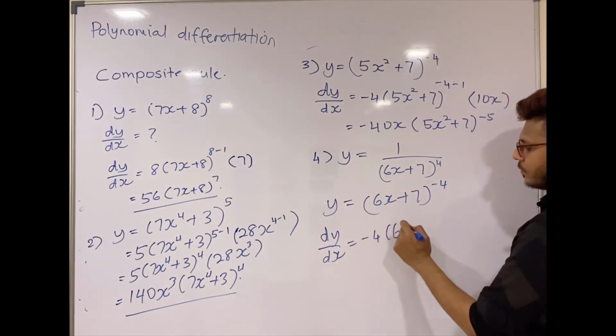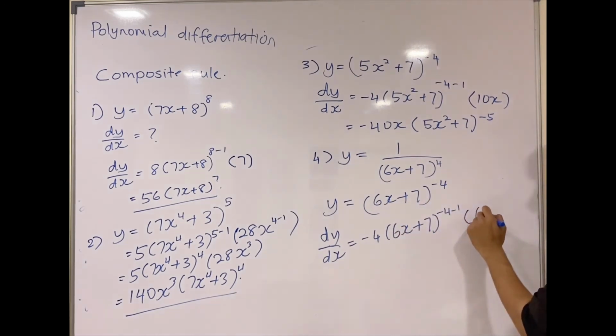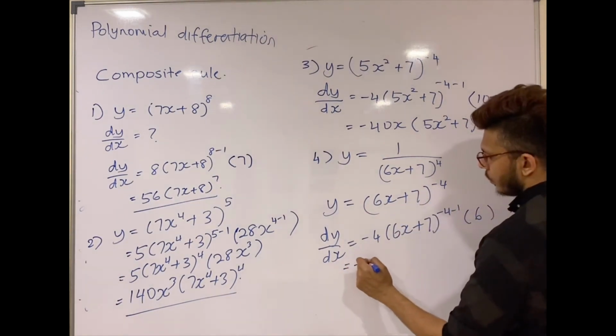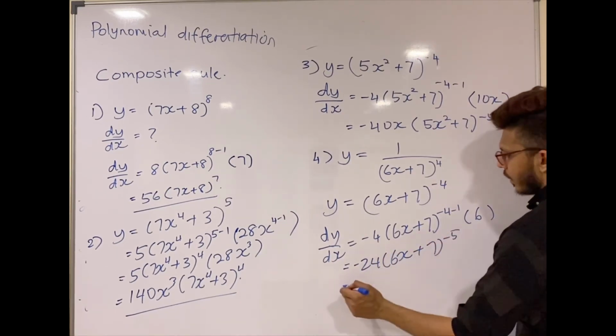negative 4. Negative 4 minus 1, differentiate inside, you get 6. Multiply, you get negative 24, (6x plus 7) to the power of negative 5. And we are done.